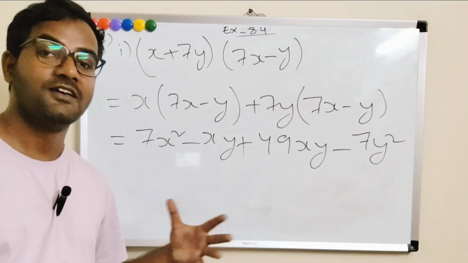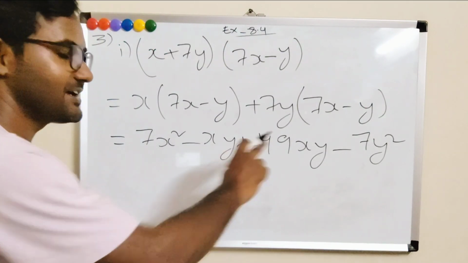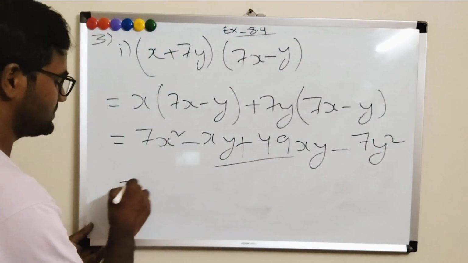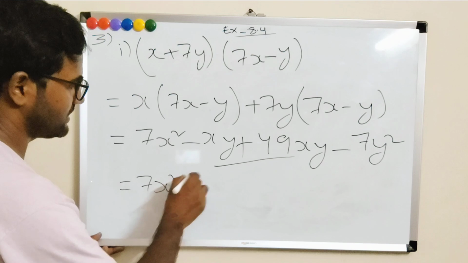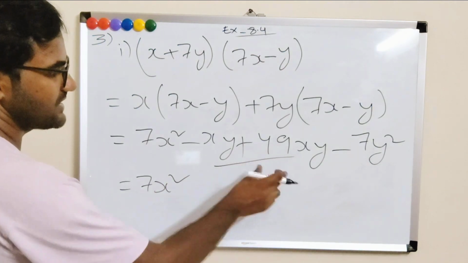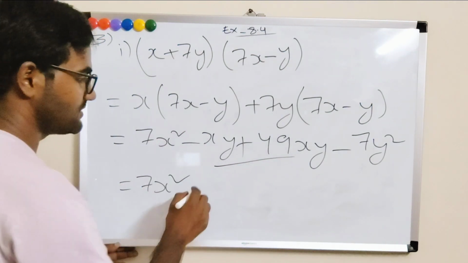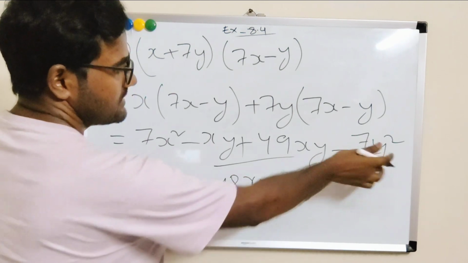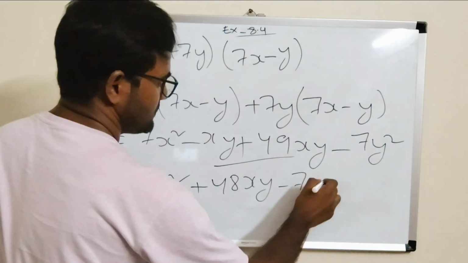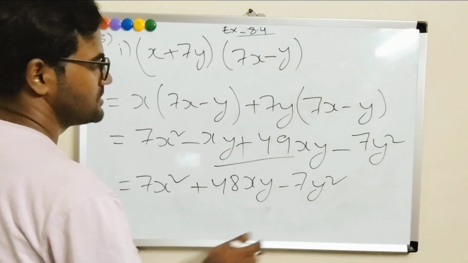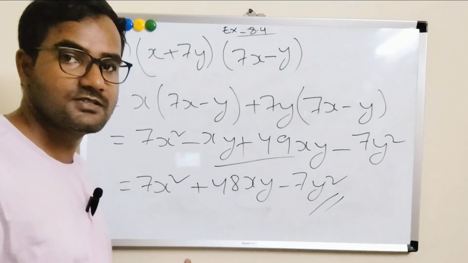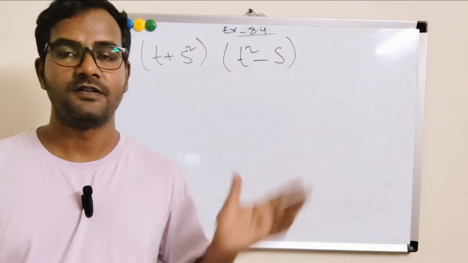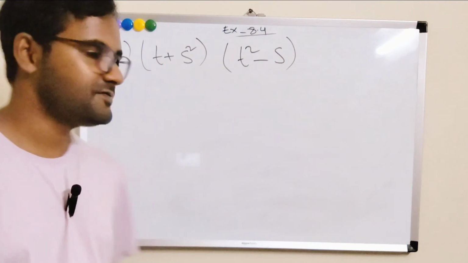Now, can you do anything about it? Any similarities you see here? Yes, you do. This one. So this one you bring down as it is, 7x squared, then 49xy minus 1xy will be plus 48xy, then again this you bring here, 7y squared. So this is your required answer. Now we have sub number 3, so let us solve.